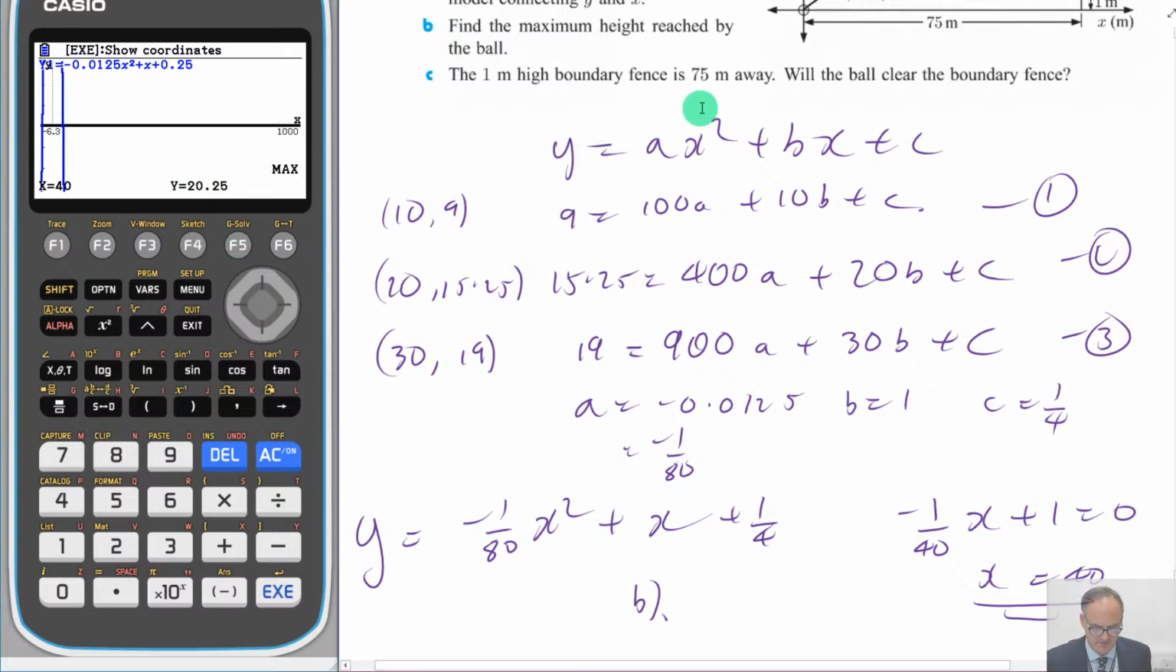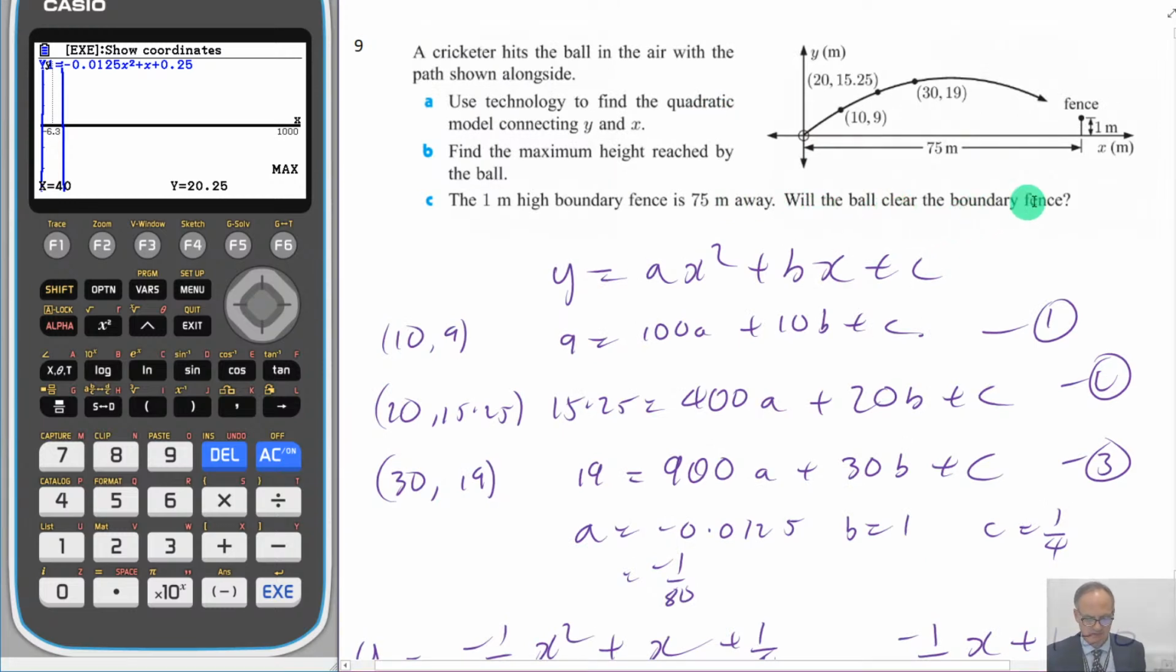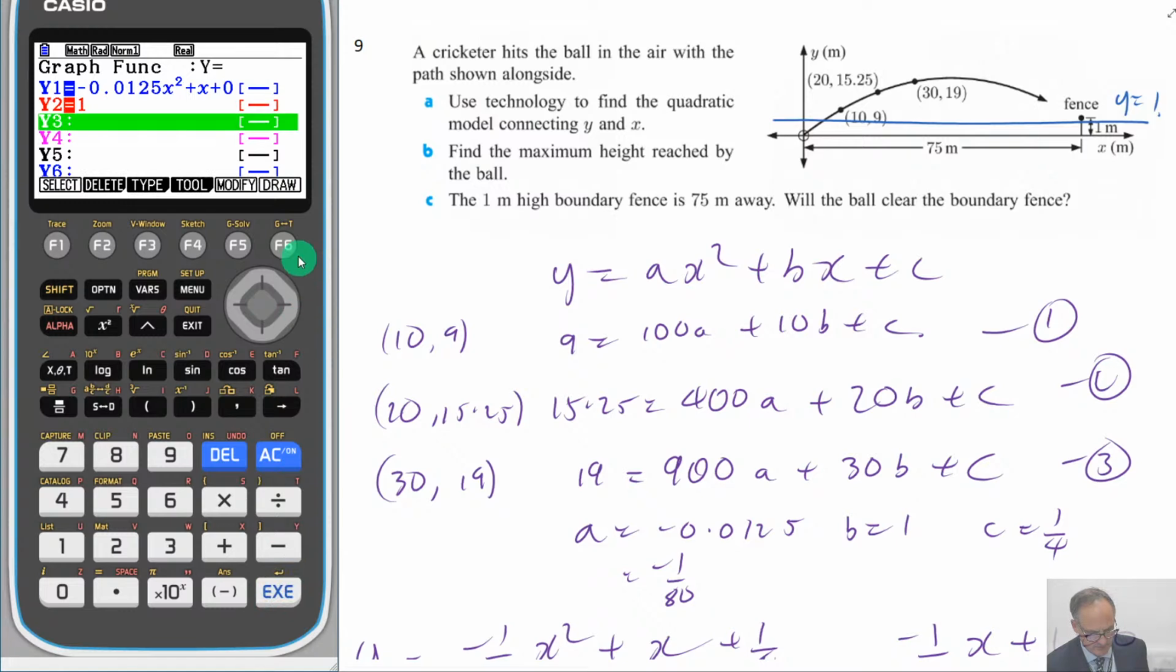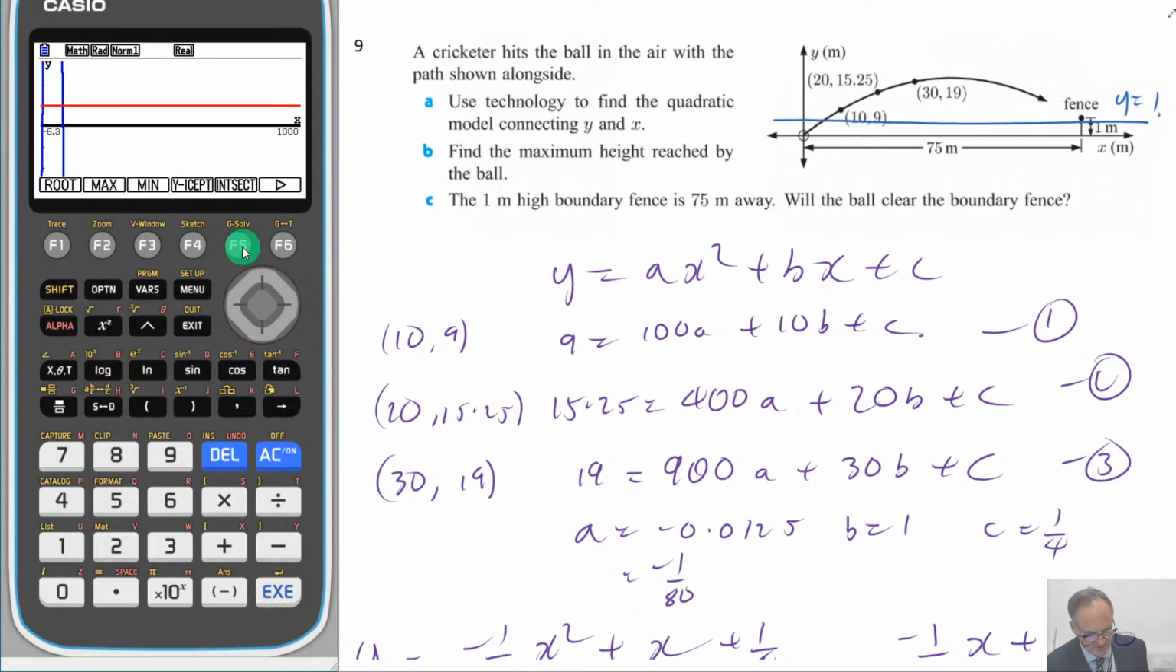Now a 1 meter boundary fence is 75 meters away. Will the ball clear the boundary fence? So there's two ways we can look at that. And one way is to draw another equation in, where y equals 1, and find out where it crosses. So let's draw y equals 1. Press draw, and then we can use the graph solve and find the intersection. So the first one is when x is really small, and then the next one is when x is 79. So yes, it does clear it.